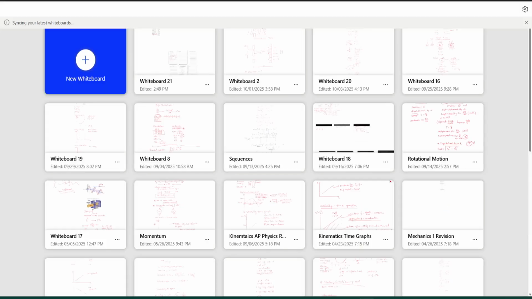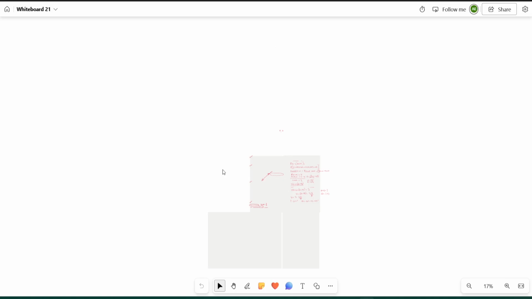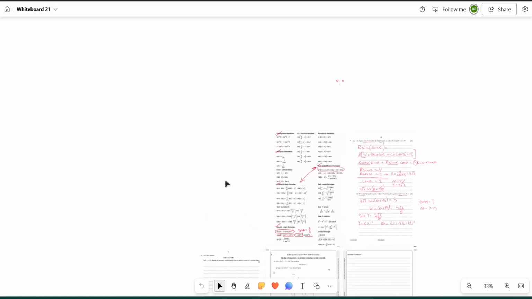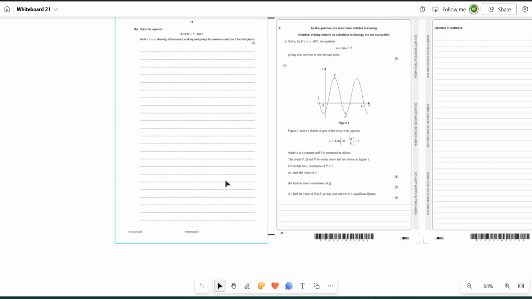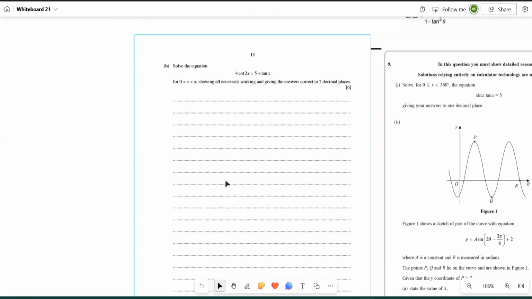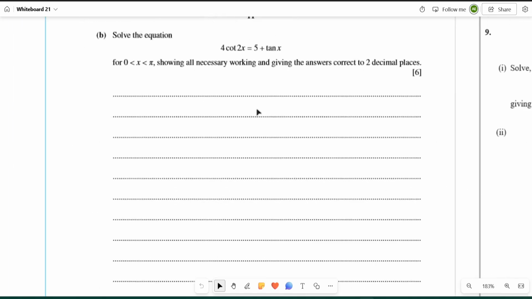Let's see if there is another part. I don't remember. Probably there is. Yes, so there is a part B. Oh, it's actually a 6 marker. Okay, this one is tough. Let's see how we can solve this one.